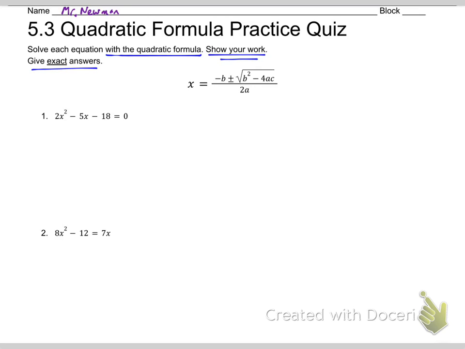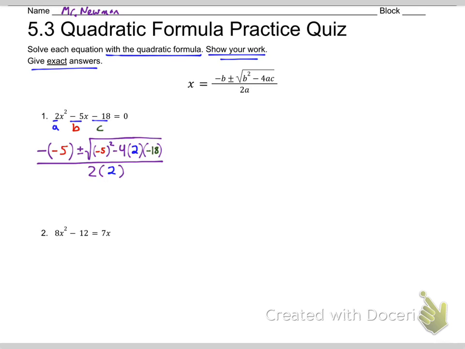That means don't just type it in the calculator if you get a decimal that is rounding. And I'll show you what that looks like on number 2. So, for the first thing you need to do is identify A, B, and C. This is already in standard form, so I know that A is my 2, B is my -5, and C is -18. So we're going to write out the quadratic formula right here. That's this thing right here. And I'm going to put in the opposite of B, that's negative, parentheses, -5, plus or minus the square root of B squared, minus 4 times A, times C, all divided by 2 times A.